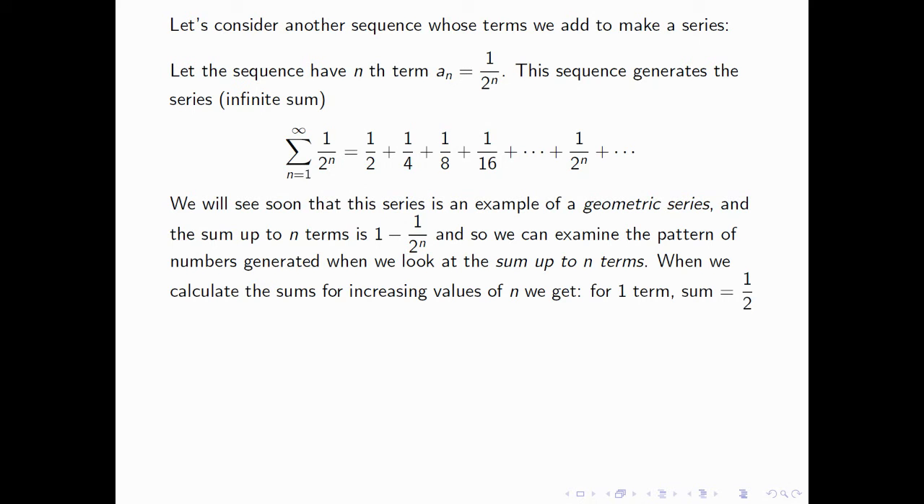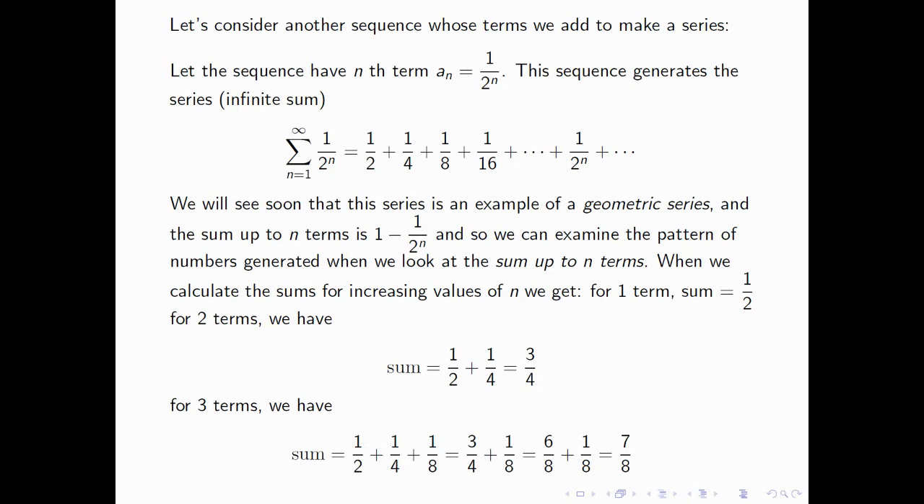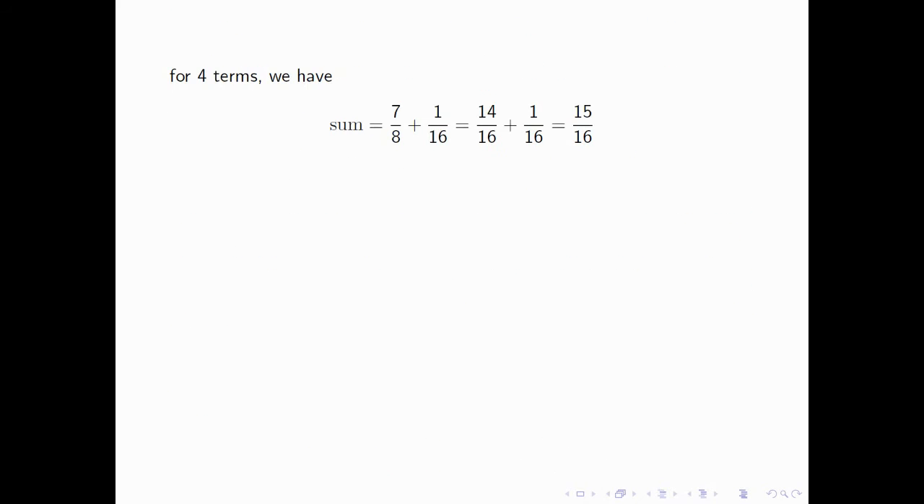Right? And so let's have a look at the patterns first. For one term, the sum is a half. For two terms, the sum is a half plus a quarter, which is 3/4. For three terms, the sum becomes 7/8. For four terms, the sum becomes 15/16. You can go and double check the details of the calculation. When we get to n terms, we'll get to 2 to the n minus 1 divided by 2 to the n. And you can see that the larger I make n, the closer the sum gets to 1.